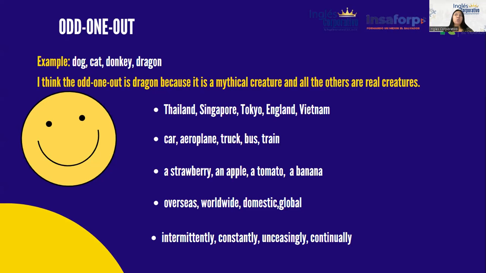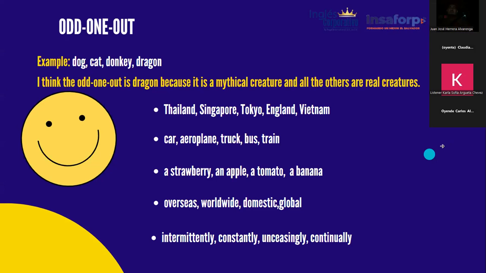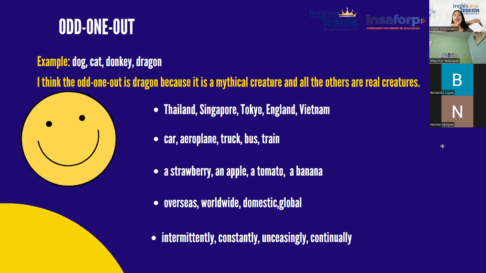Which one is the odd one out? Which one do you think is the odd one out from car, airplane, truck, bus, and train? Airplane, because it's the only one that flies. Okay, excellent. Exactly. Okay, very good. What about from a strawberry, an apple, a tomato, and a banana?